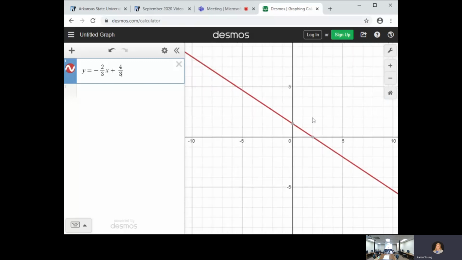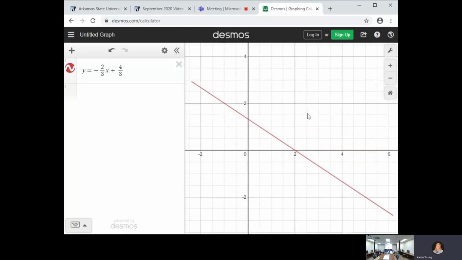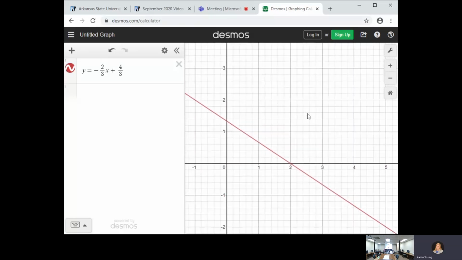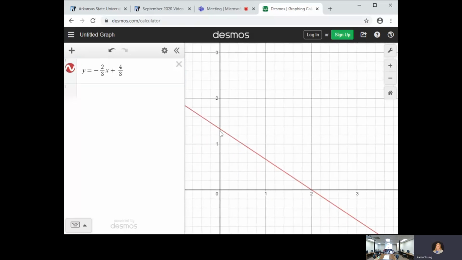One thing I like about Desmos is I can zoom the screen in, or I can zoom the screen out. Now my x-intercept is pretty easy to find because it's right here on the line, right? 2 and 0, and I just click on it and it shows it. But my y-intercept doesn't really fall on anything, so I've got to click on it, and it's 0 and 1.3, which would be 1 1/3.